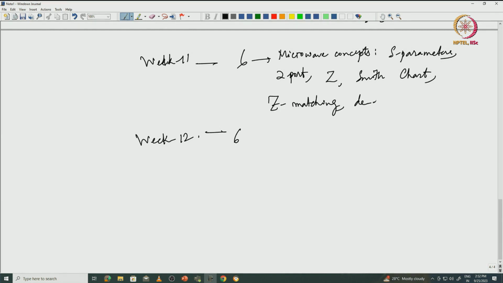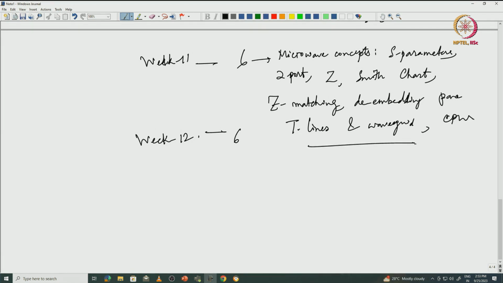We will talk about de-embedding the parasitics, and we will also give a very brief introduction to transmission lines and waveguides, things like, for instance, coplanar waveguides that are used on FET and BJT.